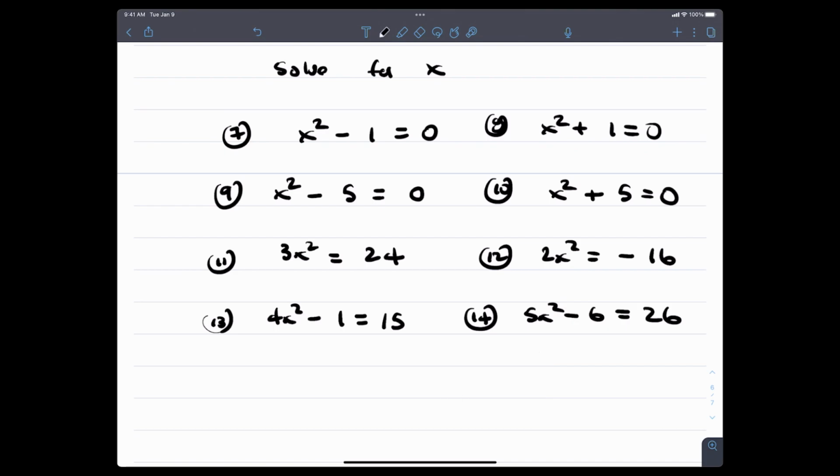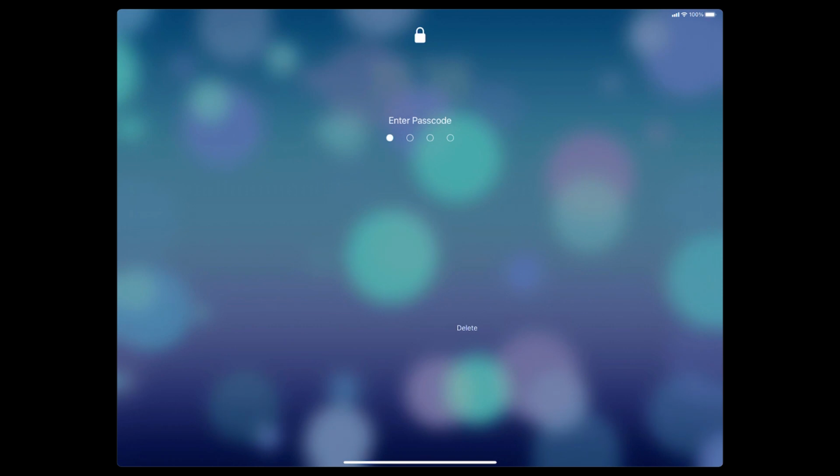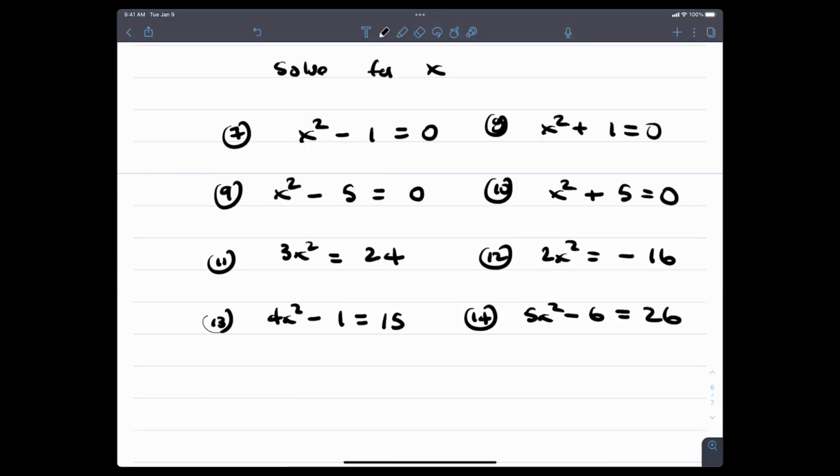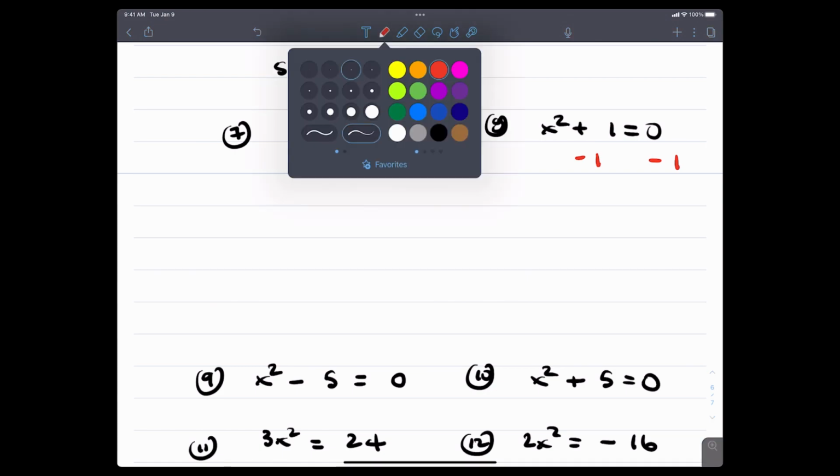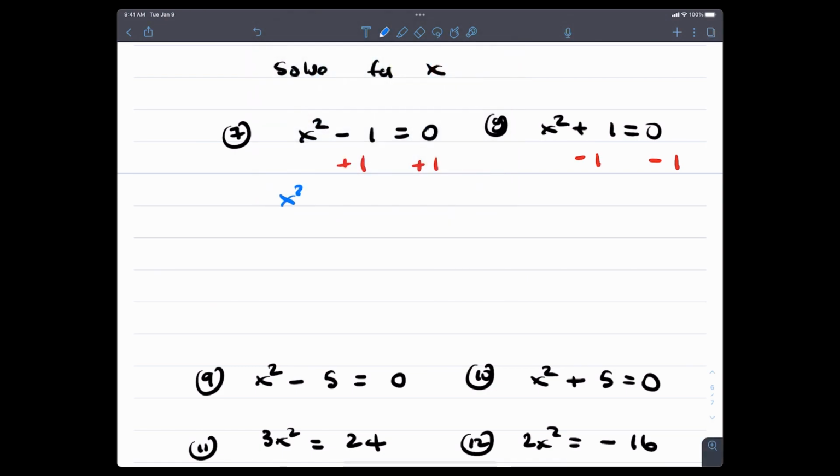All right, ladies and gentlemen, let's see what you guys did. Did you guys get an answer here? Right, get x squared by itself. What do you do for number 7? Add 1 to both sides. And what do you do for number 8? You subtract 1. So compare and contrast. You get x squared equal to positive 1, and then you get x squared equal to negative 1. You guys okay with that?